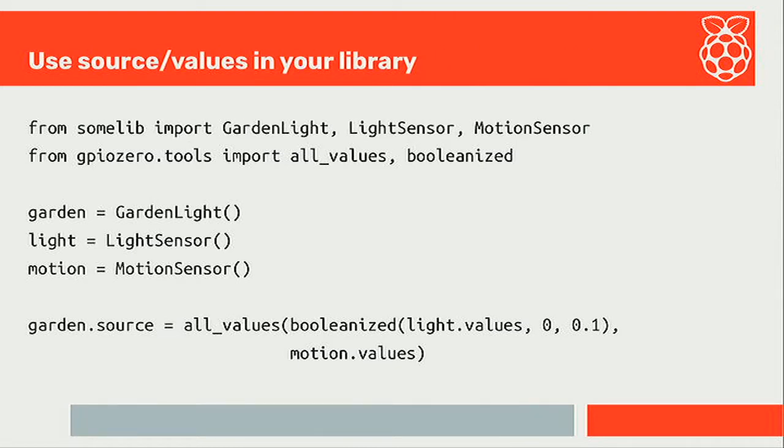But if you wanted to actually do this, the idea is that you could use these exact same concepts in another library. It doesn't matter what the underlying code looks like that actually controls your garden light or your light sensor or your motion sensor. If those implementations were provided by another library, they could provide the same API and allow you to write the same code as your prototype, to actually easily move from a prototype to a real project using exactly the same thing.